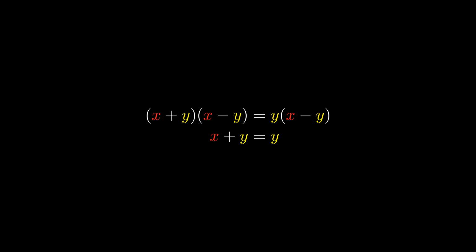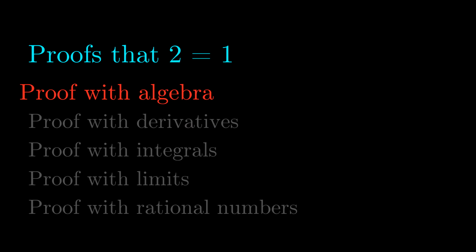Remember that we started this whole process by saying that x is equal to y. Thus, x minus y is 0 no matter what values x and y take. This means that in this step, when we canceled x minus y, we were dividing by 0. Thus, the proof with algebra is invalid.